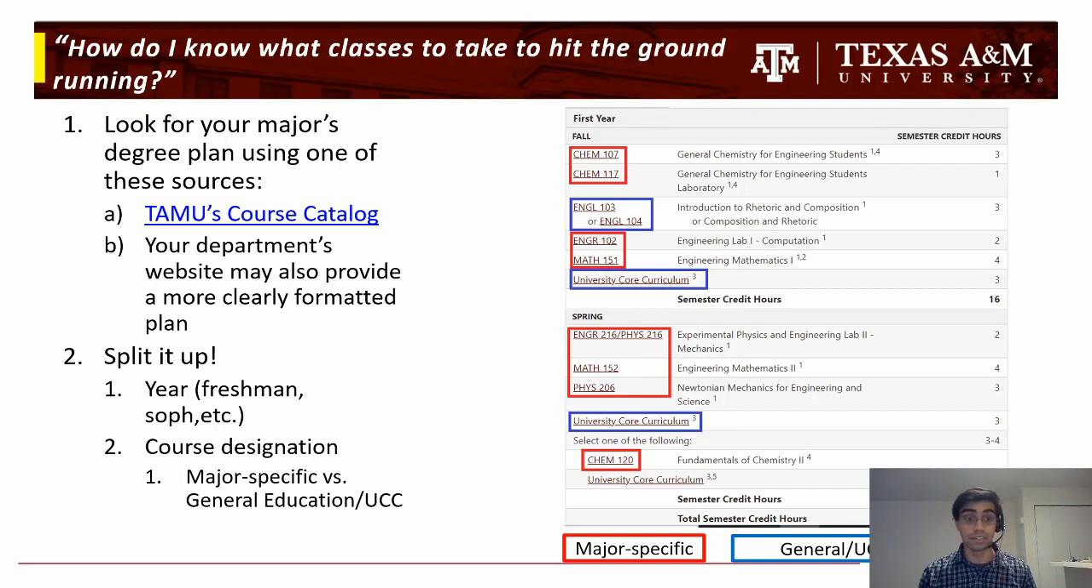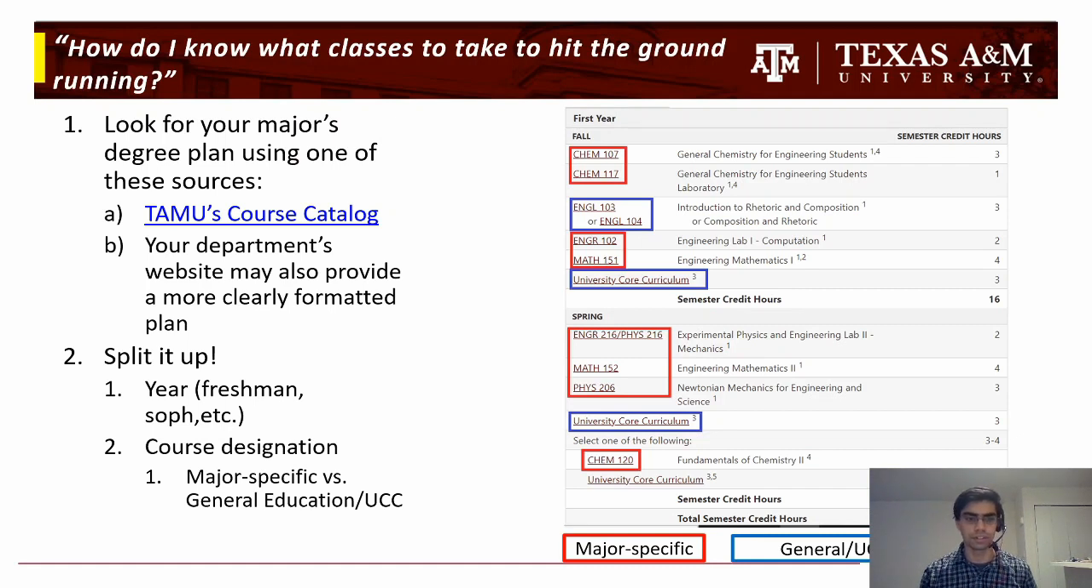This seems pretty obvious, but when you begin to look at these degree plans, specifically through A&M's course catalog, as well as through any sort of departmentally unique formatting, it becomes a bit of a behemoth in terms of the amount of information that you have to parse through. As a result, my second piece of advice is don't look at it in totality. Try to split it up as much as possible so that you can adequately understand what you're looking at.